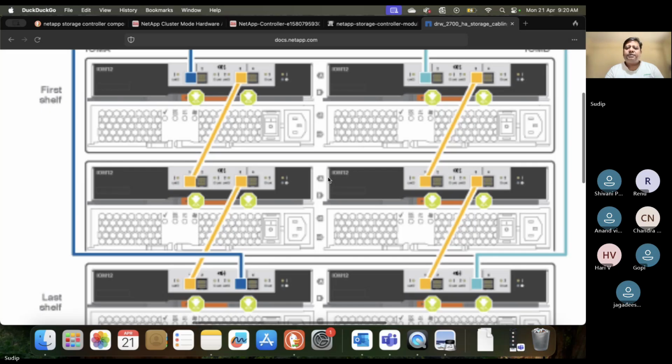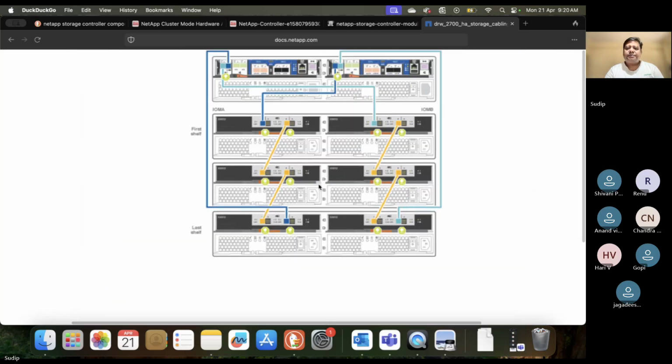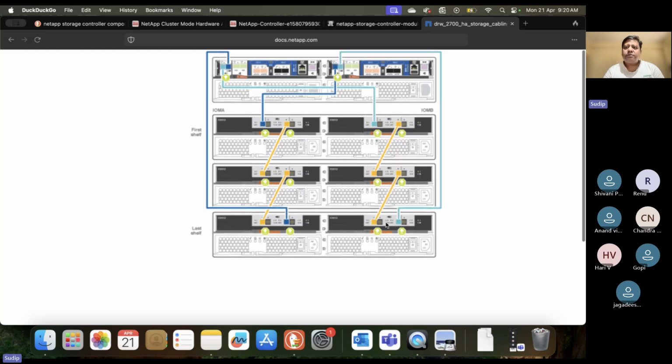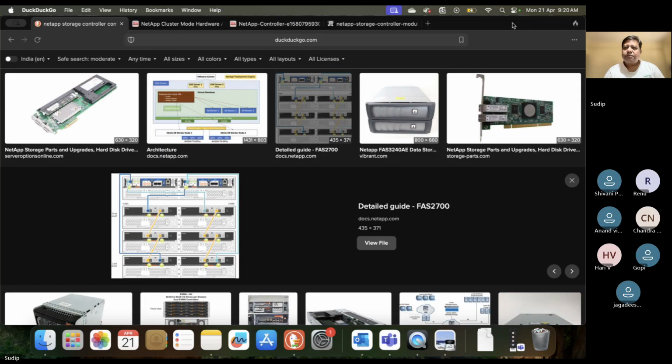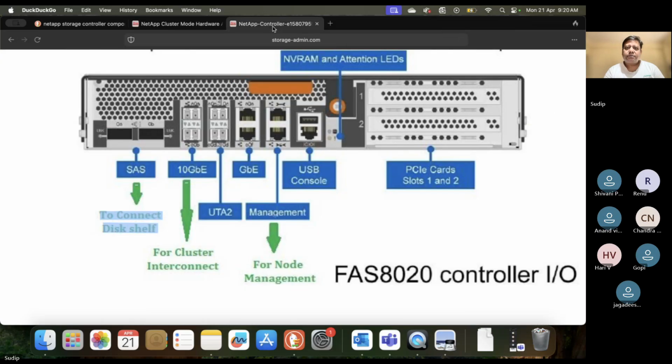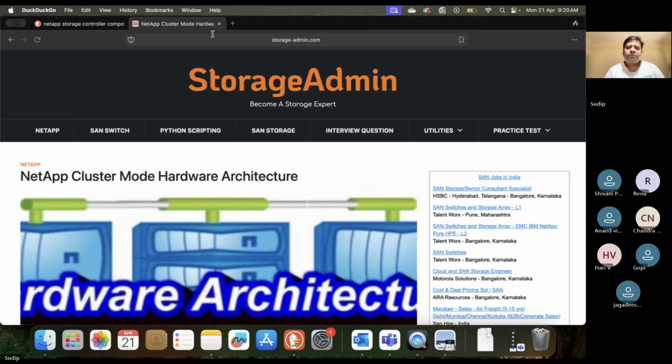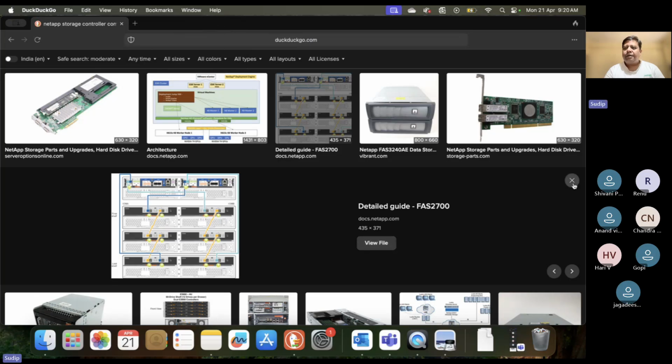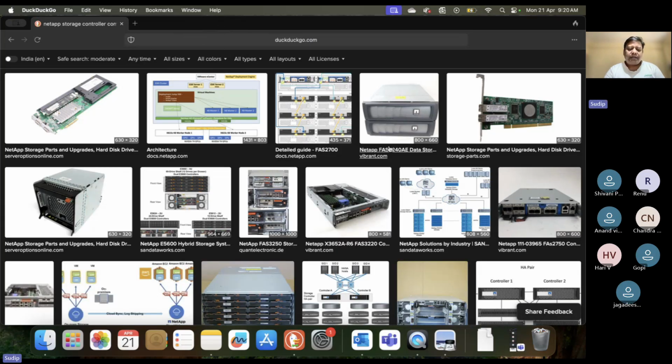All right, any questions on the components of a controller? No? Okay, fine. So let's move ahead to the next module.